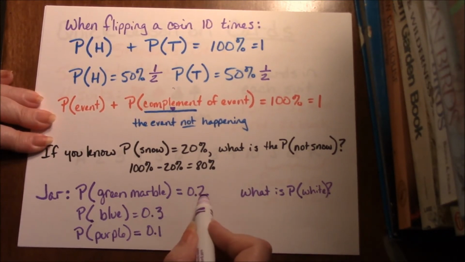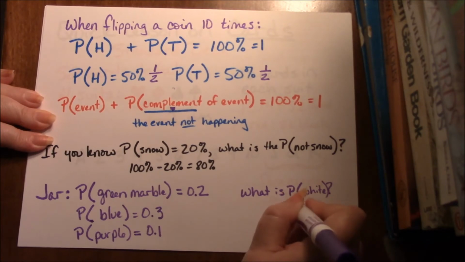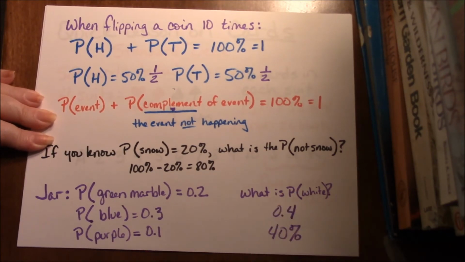And so you would say 0.2 plus 0.3 is 0.5, plus 0.1 is 0.6, which leaves 0.4. So there is a 40% probability that you will pull a white marble.